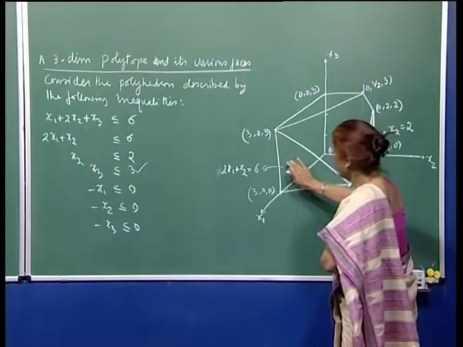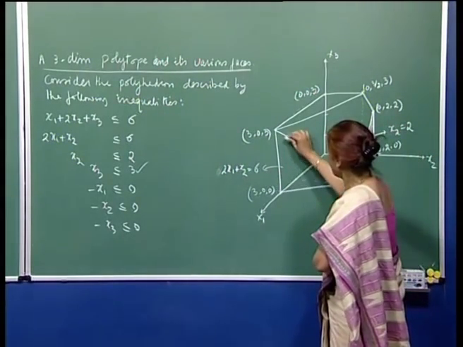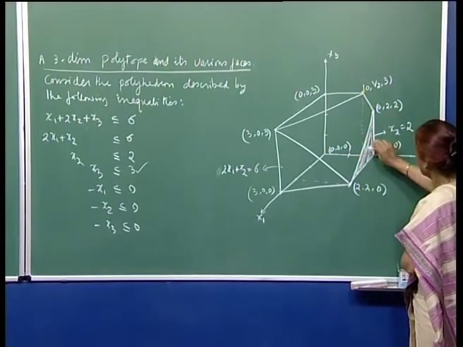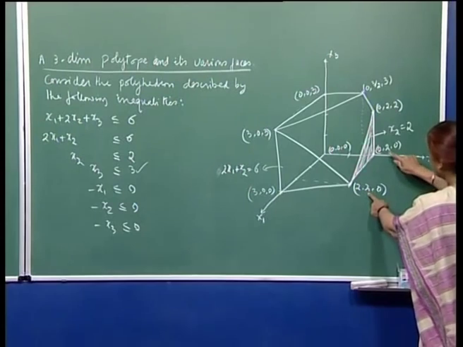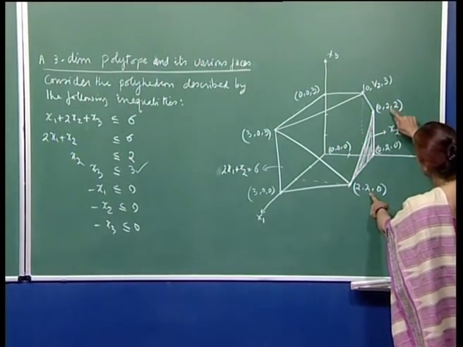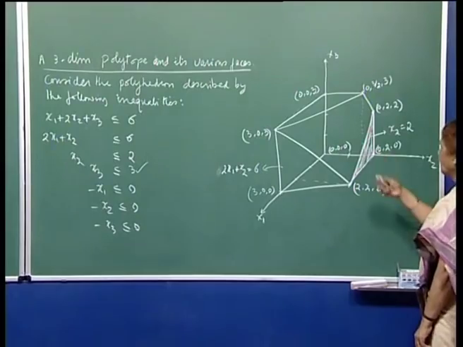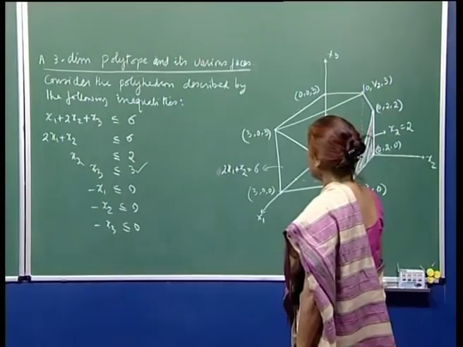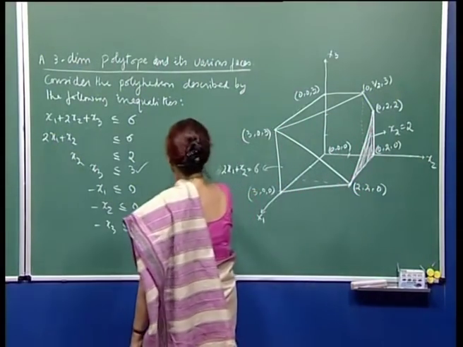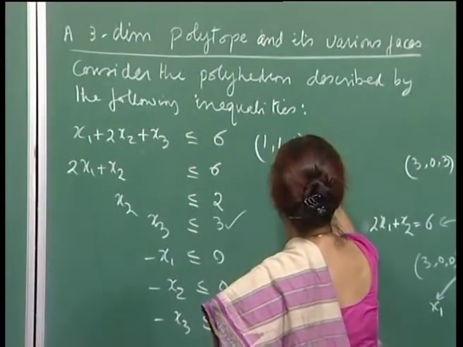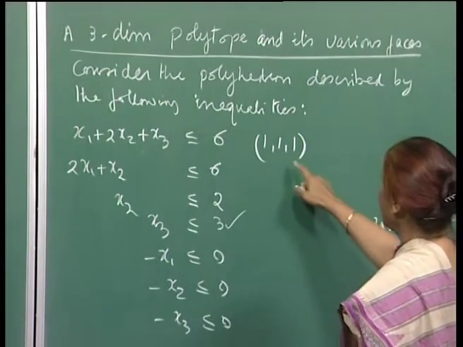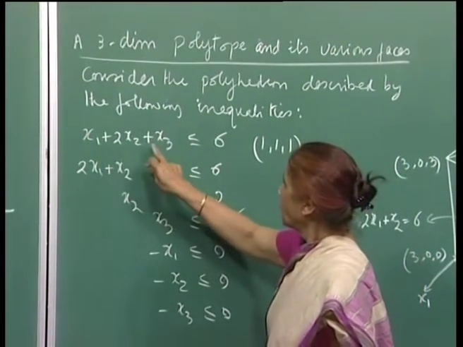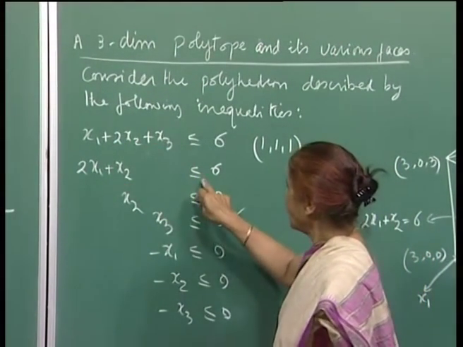And similarly, this one corresponds to 2x1 plus x2 equal to 6. So this face, I have shown you, and this is another face which is x2 equal to 2, because all the 3 points lying on it have the second coordinate equal to 2. Okay. So this is your 3-dimensional polytope, and if you look at the point (1, 1, 1), it satisfies all the constraints as strict inequality, right? 2 plus 4 is less than 6, everything.